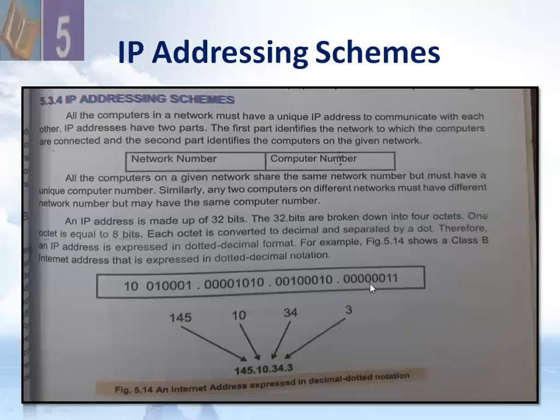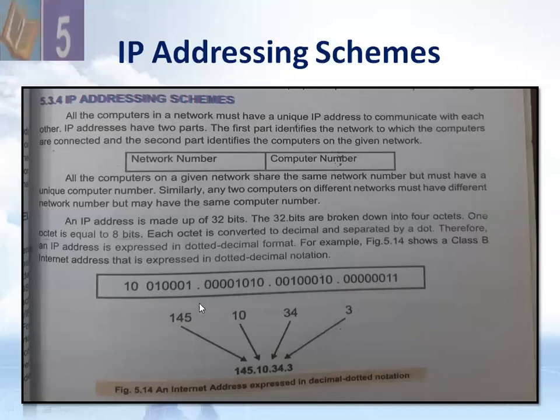It is a 32-bit address, and if you want to calculate it in bytes, 8 bits make 1 byte: 1 byte here, 1 byte here, 1 byte here. So we have 4 bytes in this IP address separated by dots. This notation is called dotted decimal format, or dotted decimal notation.